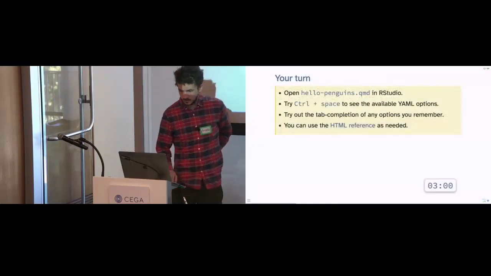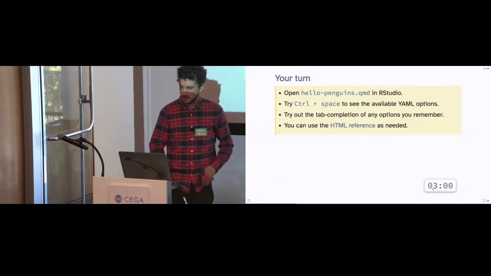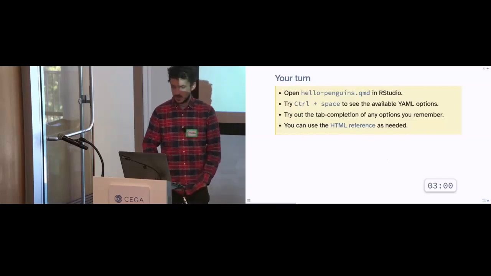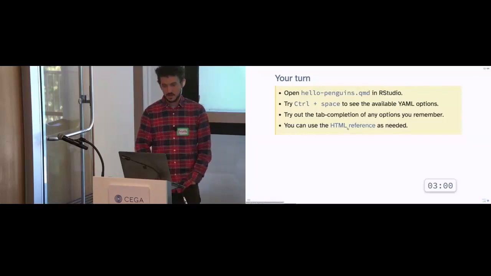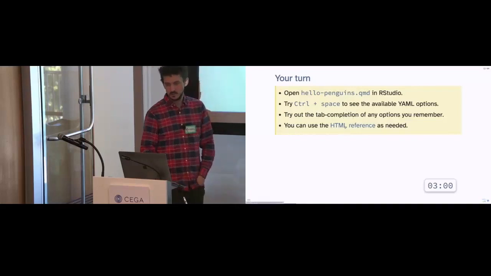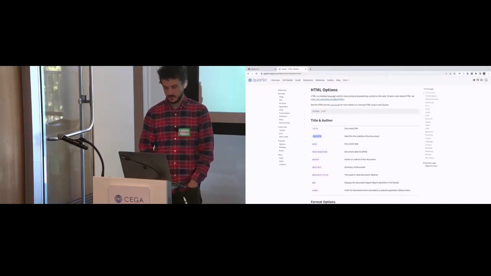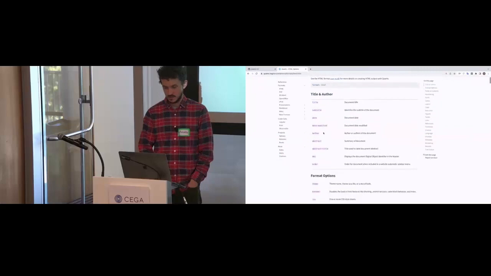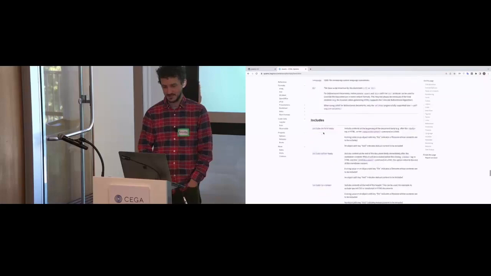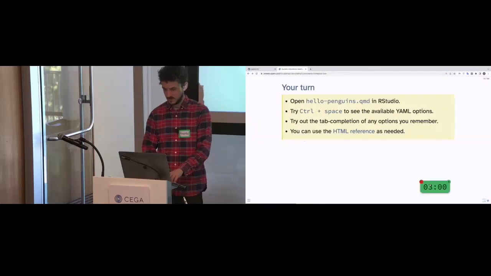All right, so with that, you have Hello Penguins open. Please go ahead and try control space to see some valuable YAML options. Try out tab completion of any options that you remember. And if you have these slides up, you can click on this link and it will bring you to this documentation page. This is all of the different things that you can add to a document. They are extensive. These are all things that can live in your YAML. So I'll give you 3 minutes just to tinker around with YAML.